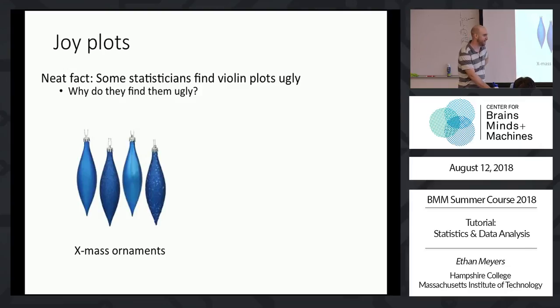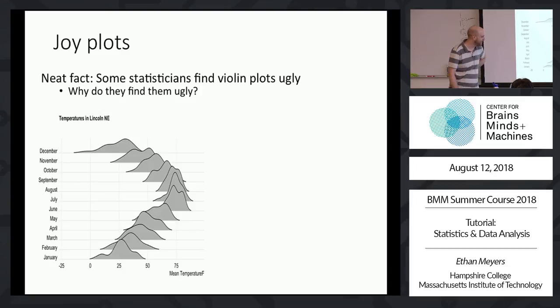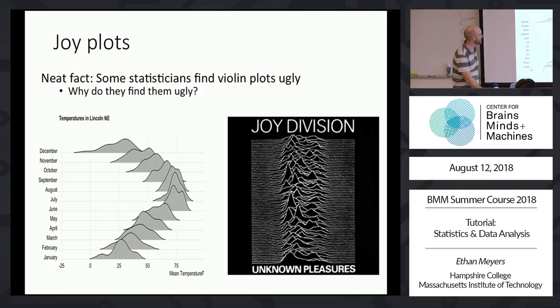So the joy plot looks much better. This is a joy plot. If you're comparing a bunch of items, you've just plotted a little smoothed density function, a smooth histogram, for your different categories, and it's easy to compare. It looks nice. And anyone know why this is called a joy plot? Right, so it looks like the cover of the Joy Division album.